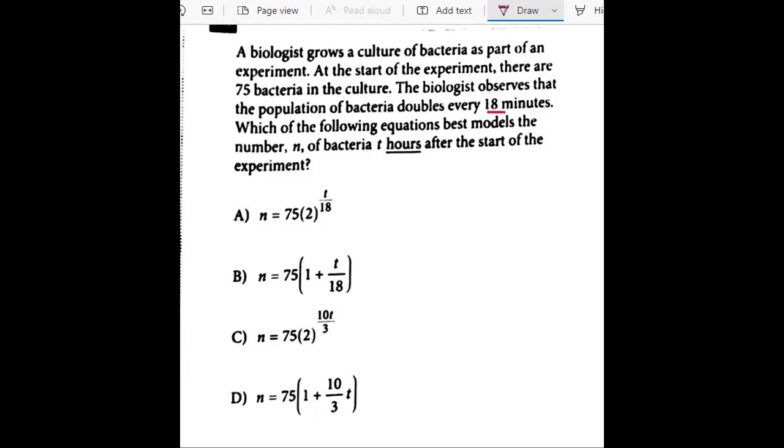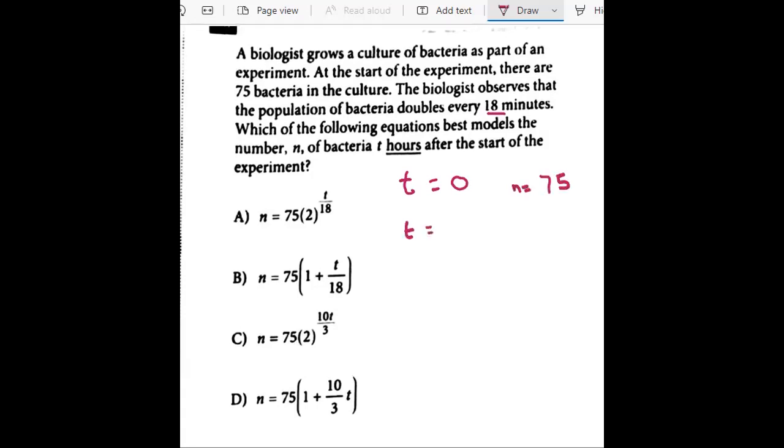So let's imagine at t equals 0, the biologist has 75 bacteria, right? The amount n is 75, right? Okay. So at t equals 1, what would be the case? At t equals 1 means t are the hours, right? So we will have how many 18 minutes in t? We will have 3 18 minutes, right? 18 into 3 is 54, and that 54 minutes.